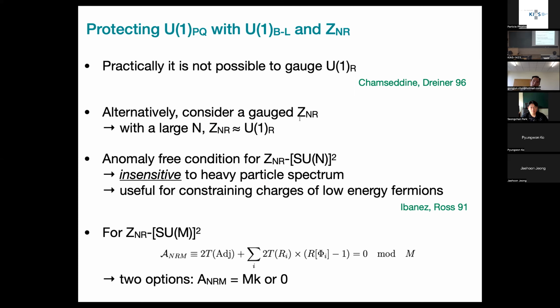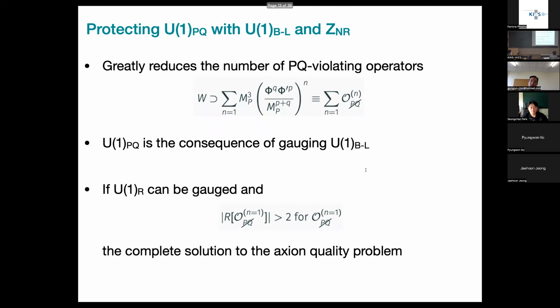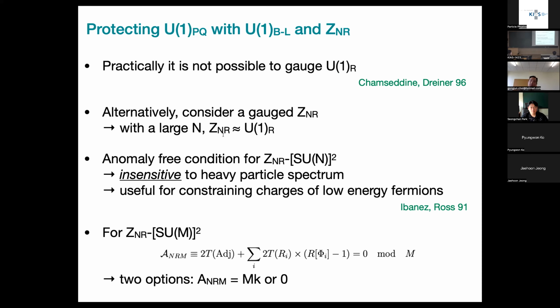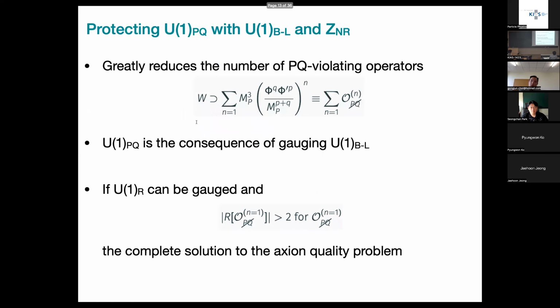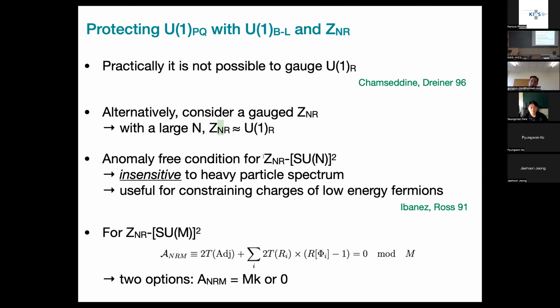Therefore, we have to alternatively rely on the discrete R-symmetry, okay? But when you rely on, instead of U(1)_R, a discrete Z_NR, where N is a positive integer, you notice that if you can justify the choice of large enough N, then even if this is a discrete symmetry, in suppressing this kind of operators it will behave in a very similar way to U(1)_R. So that could be a good strategy. In other words, if we can somehow justify our large N choice to suppress all these operators, then that would be a very nice strategy for solving the quality issue here, okay?